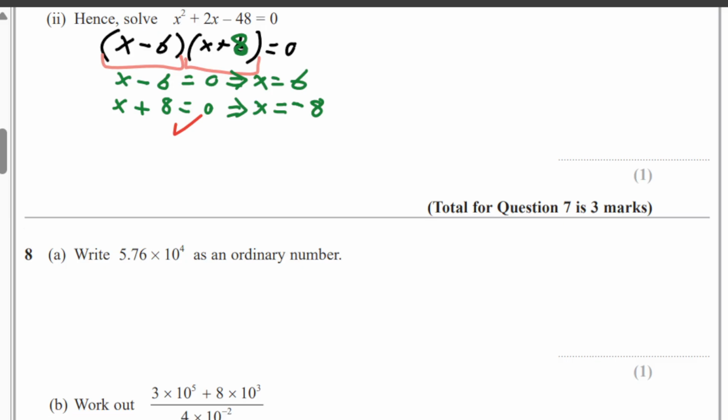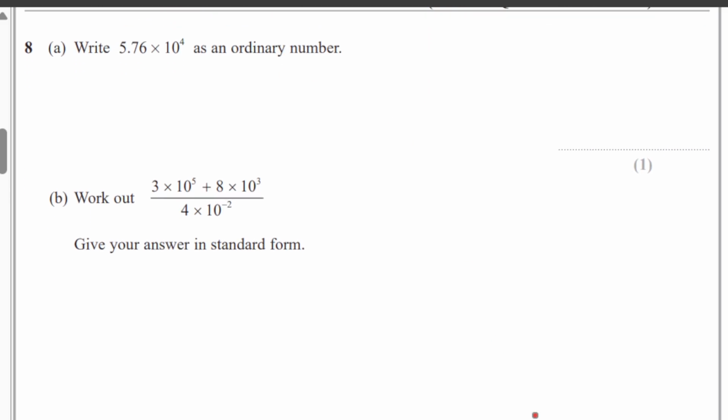Easy peasy. We don't get scared. We don't panic. We just want to learn. Now let's look at question 8.